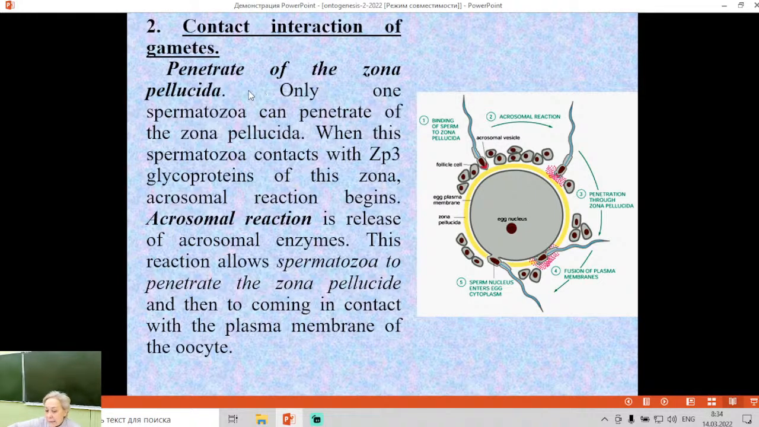Penetration of the zona pellucida. Only one spermatozoon can penetrate the zona pellucida, which you see on this slide. When this spermatozoon contacts the ZP3 glycoproteins, each receptor of this zona, the acrosomal reaction begins. What is the acrosomal reaction? You see on this slide. The acrosomal reaction is the release of acrosomal enzymes. This reaction allows spermatozoa to penetrate the zona pellucida and then to come in contact with the plasma membrane of the oocyte.